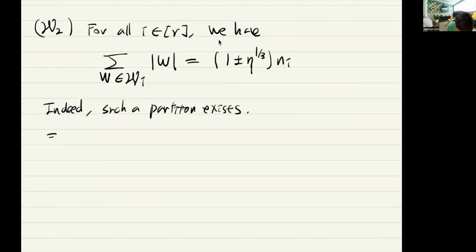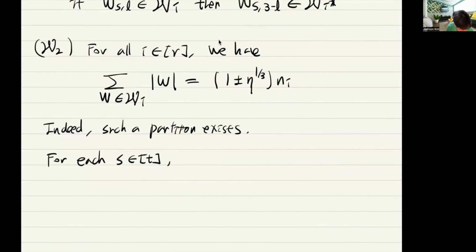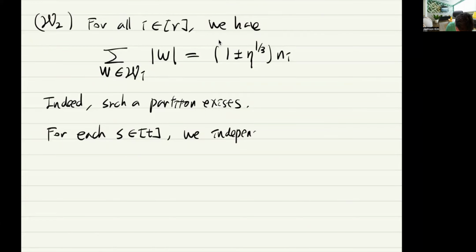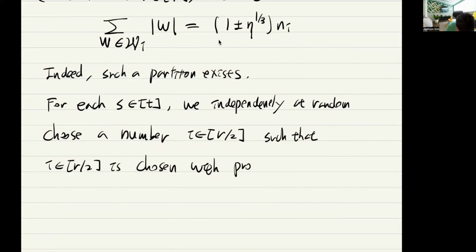To show this, we do it randomly. For each S in this T, W0 we will not assign yet, but for the others, we independently at random choose a number i in, say, 1 to r over 2, such that this is chosen with probability (n sub 2i plus 1 plus n sub 2i) divided by n.